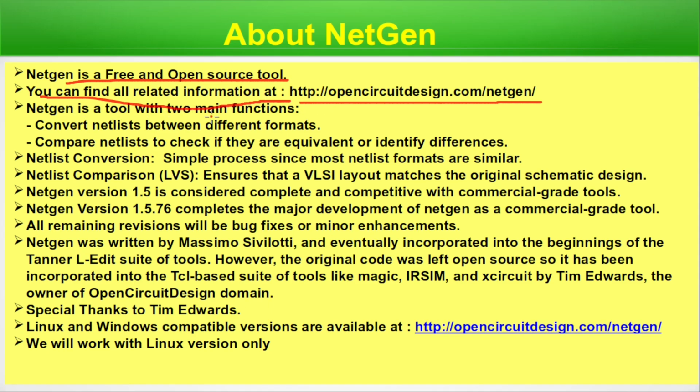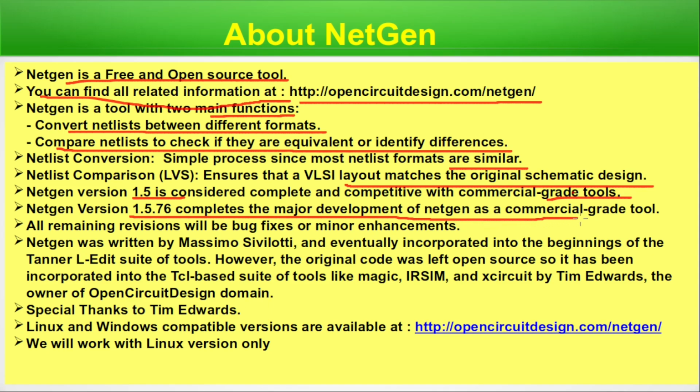NETGEN is a tool with two main functions: convert netlists between different formats, and compare netlists to check if they are equivalent or identify differences. So that is LVS. Netlist conversion is a simple process, as most netlist formats are similar. Netlist comparison, LVS, ensures that a VLSI layout matches the original schematic design. NETGEN version 1.5 is considered complete and competitive with commercial grade tools. NETGEN version 1.5.76 completes the major development of NETGEN as a commercial grade tool. All remaining revisions will be bug fixes or minor enhancements.